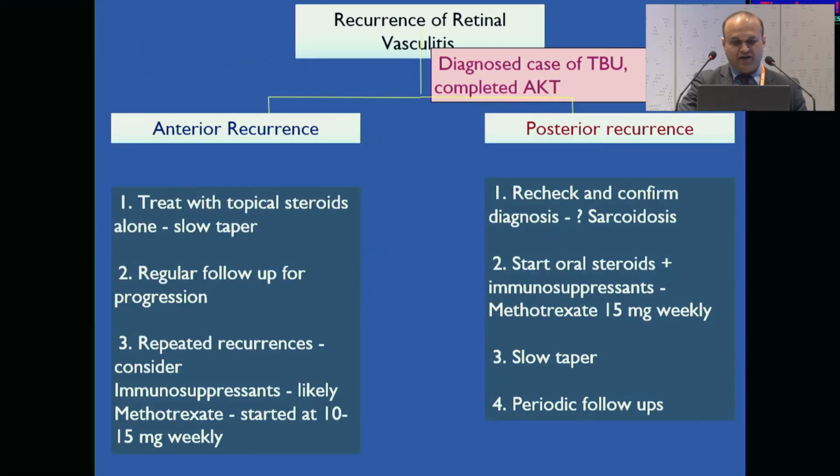And like I said, for anterior recurrences, treat with topical steroids. You may need to taper. Some cases, sometimes you may need to step up your immunosuppression. In case of posterior recurrence, recheck your diagnosis, start steroids and immunosuppressants, and do a slow taper of your steroids.